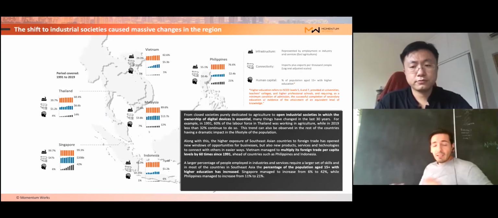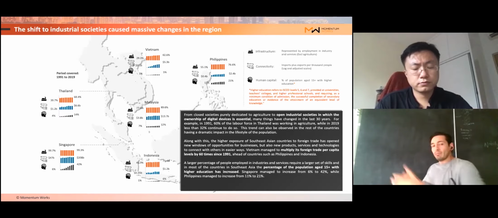So for example, in terms of infrastructure, how do we depict infrastructure? You can see in a country like Vietnam, with a small icon depicting an industry, that 29% of people in 1991 used to work in industry and services. But now 62% of people are working in industry and services. So you can imagine what this means in terms of lifestyle and also in terms of your salary, right? Because these were people that used to work in agriculture, and now you have people working in services or something like that.